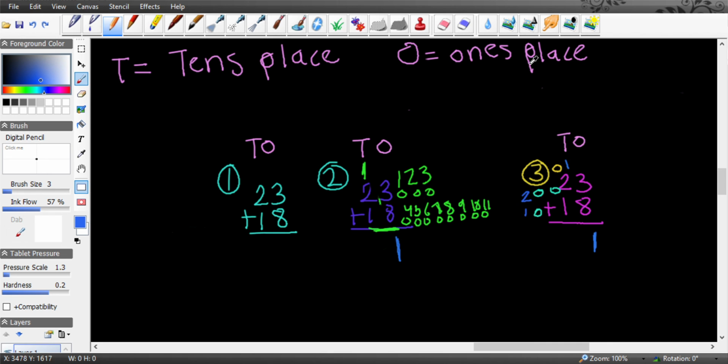4 circles. So the answer to 23 plus 18 is going to be 41.